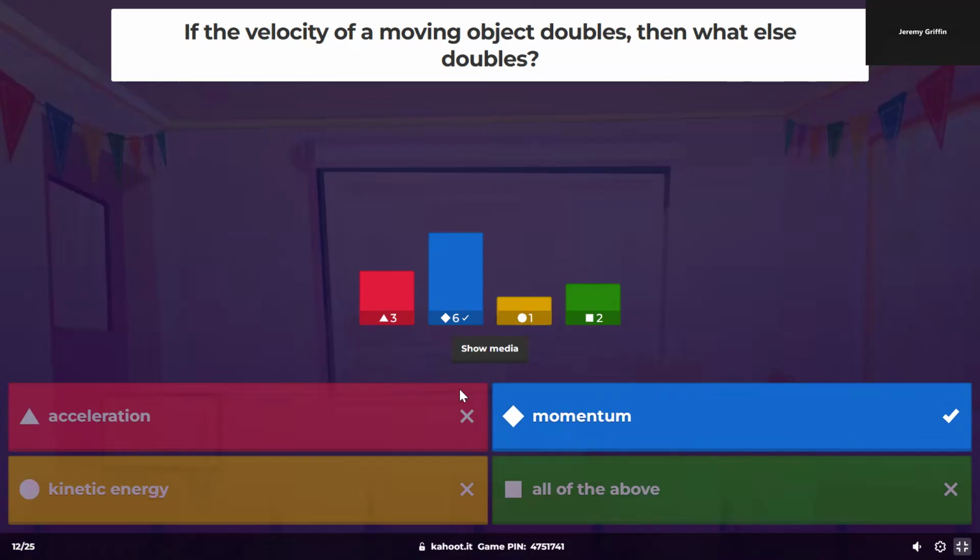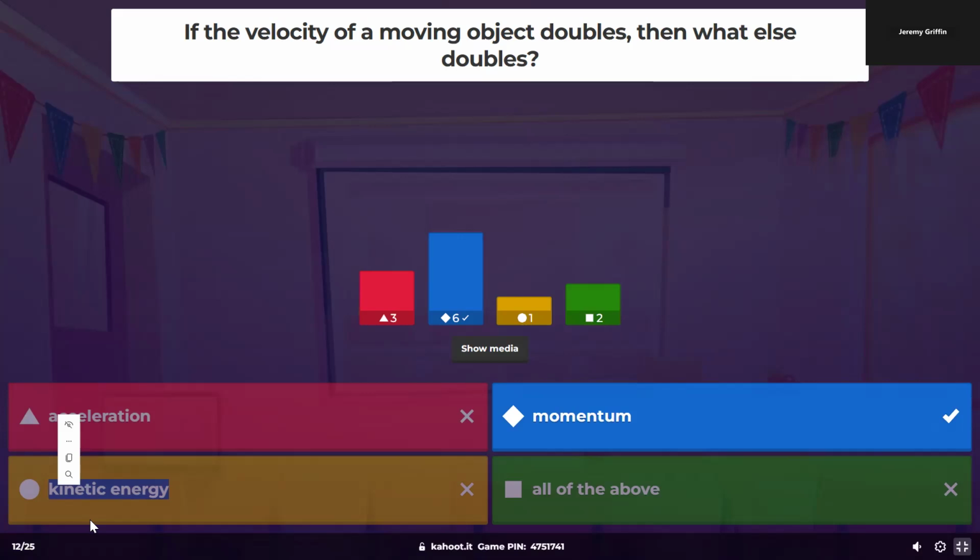The momentum. Right? So, guys, momentum is mass times velocity. So if the mass stays the same and the velocity doubles, then shouldn't the overall momentum double? Right. Well, what about these other ones? Let's look at kinetic energy. Guys, if the speed doubles, does the kinetic energy change?